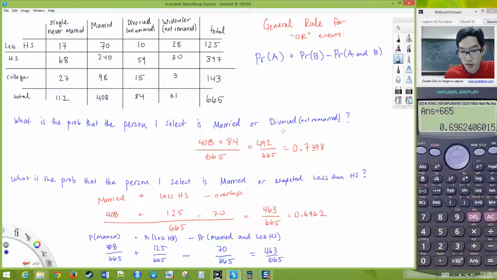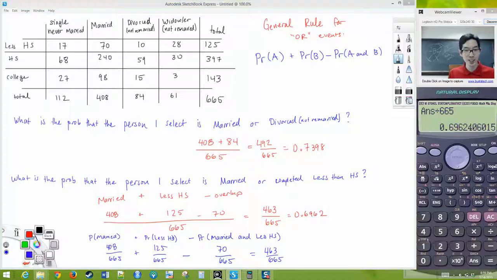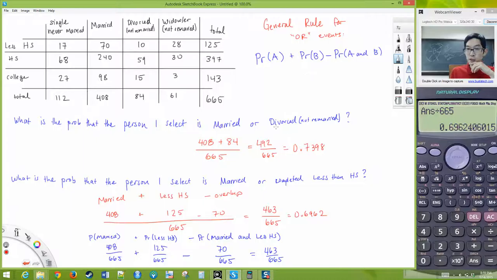Does that apply here for married or divorced? Yes, it does. We did probability of married plus probability of divorced not remarried. But is there any overlap between married and divorced not remarried? There's no overlap, okay? You cannot be both married and divorced not remarried, I don't think. So the rule applies here in both cases. It's just that in this case, the probability of married and divorced not remarried is zero. So the rule applies for both cases. Or applies in all cases, really.